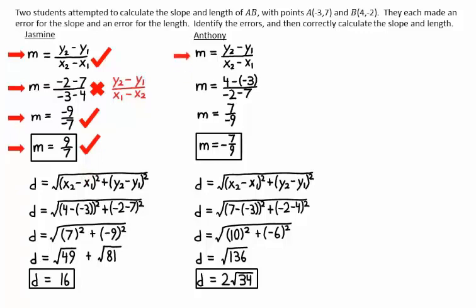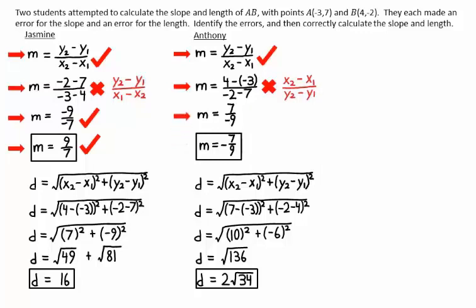For Anthony's solution, again, he used the correct formula for slope. For his second step, Anthony has put the change in x coordinates on the numerator and the change in y coordinates on the denominator. He's actually done this as x2 minus x1 over y2 minus y1. His mistake, therefore, is in this second step.